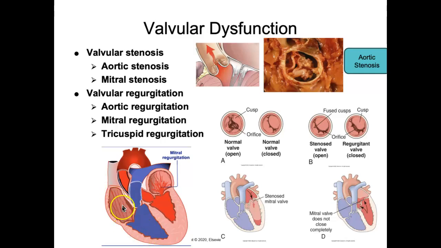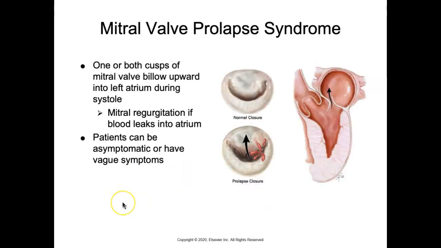And as that blood is pooling up, it then is going to move back into the superior vena cava and inferior vena cava and cause increased systemic venous blood pressure. And eventually we are going to get right heart failure. Now let's talk a bit more about mitral valve prolapse syndrome.